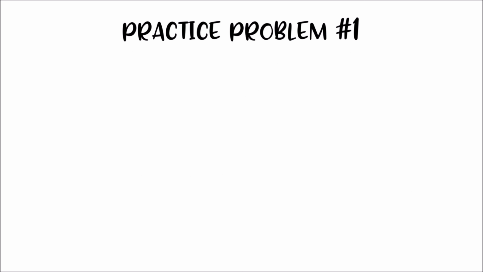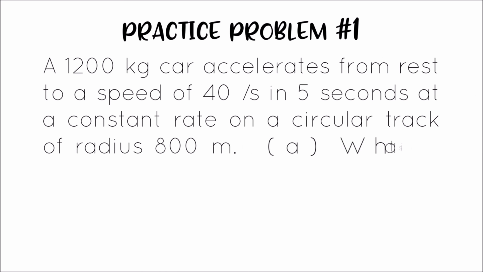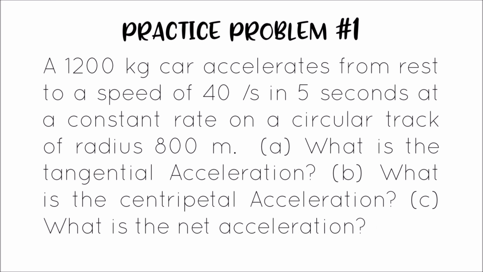Solve problems using uniform circular motion. We will now jump into solving problems using non-uniform circular motion. A 1,200 kilogram car accelerates from rest to a speed of 40 meters per second at a constant rate on a circular track of radius 800 meters. The first question is, what is the tangential acceleration? Letter B, what is the centripetal acceleration? And the last question is, what is the net acceleration?